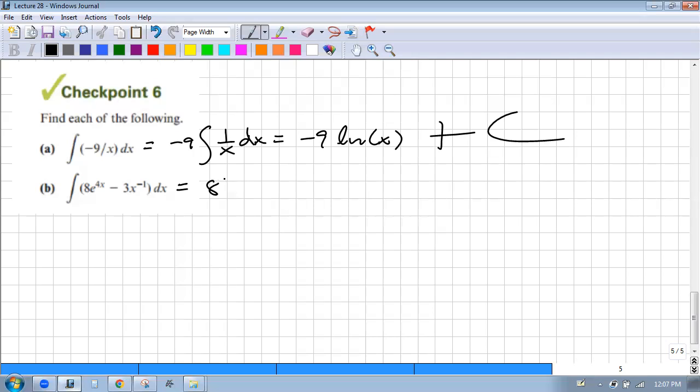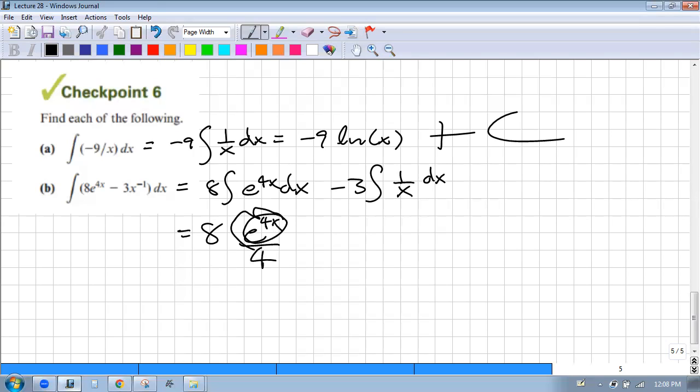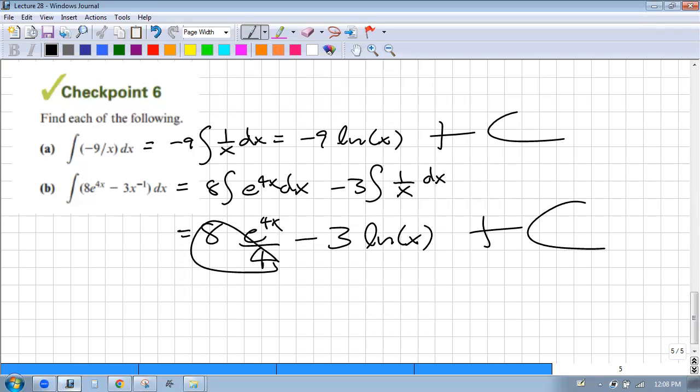This one, we pull out the 8 and pull out the minus 3. So we have 8, we have e to the 4x, and we have to divide by 4. Because again, when you take the derivative of that, you're going to multiply by the 4, and you want it to cancel with that one. Minus 3, and then the 1 over x gives us a natural log plus a constant. Of course, we would turn this into a 2, right?